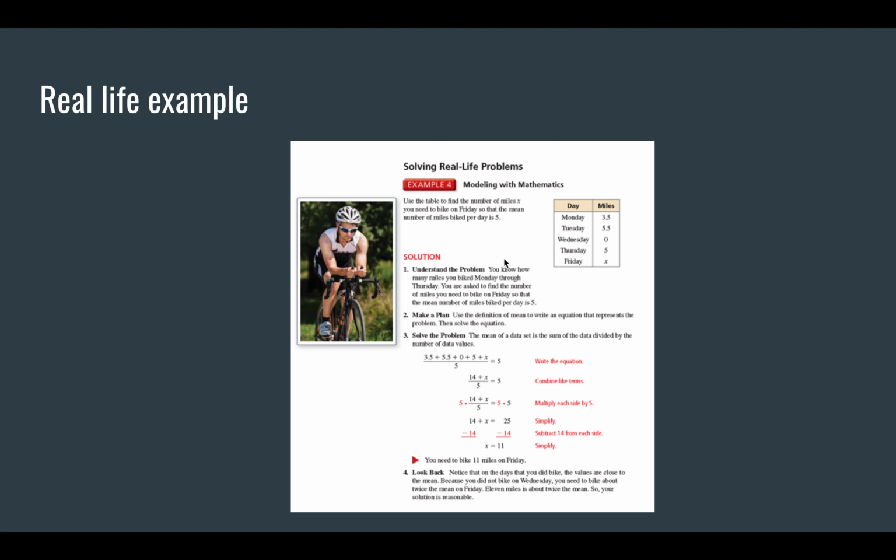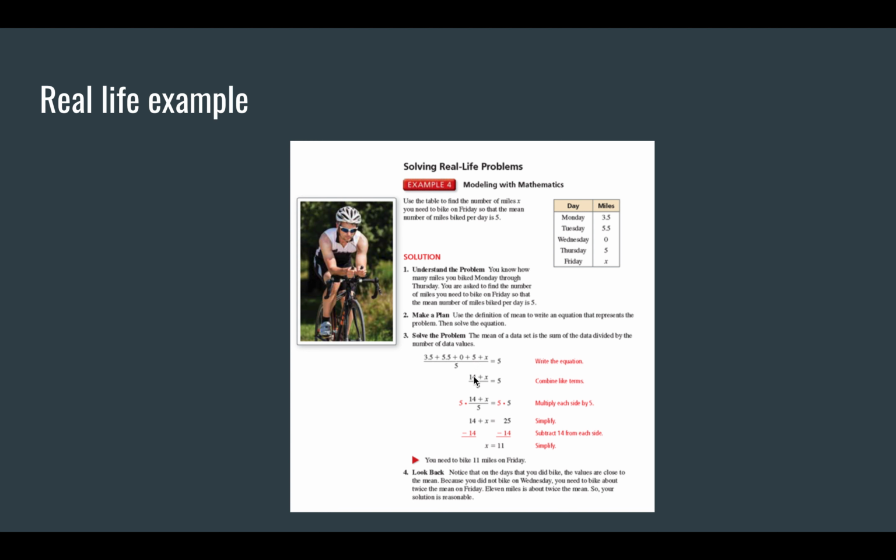Solution. Understand the problem. You know how many miles you biked Monday through Thursday. You are asked to find the number of miles you need to bike on Friday so that the mean number of miles biked per day is 5. Step 2. Make a plan. Use the definition of mean to write an equation that represents the problem. Then solve the equation. Number 3. Solve the equation. The mean of the data set is the sum of the data divided by the number of data values. Then here's our equation, 3.5 plus 5.5 plus 0 plus 5 plus x all over 5 equals 5.